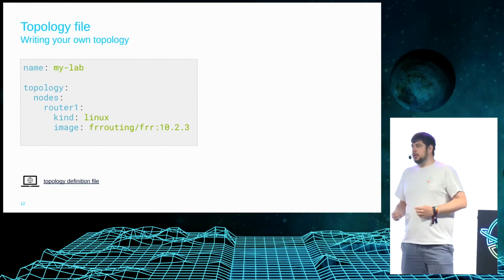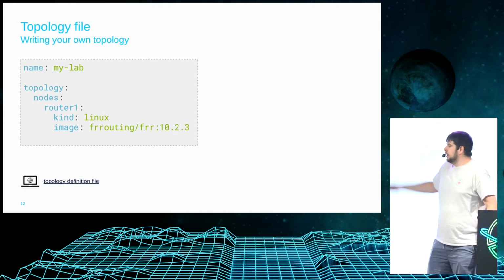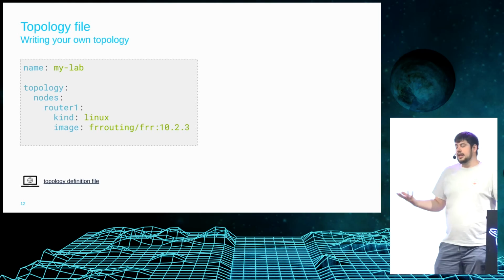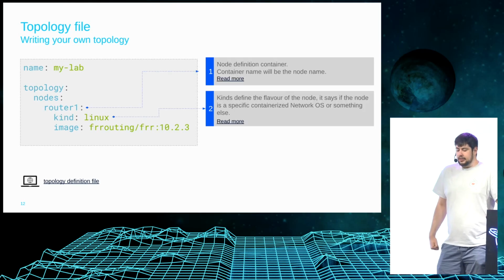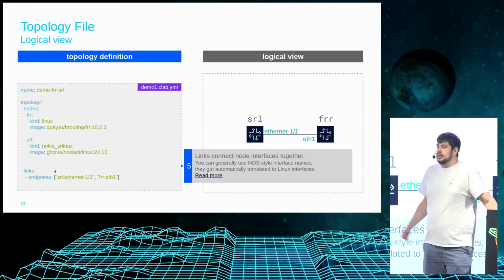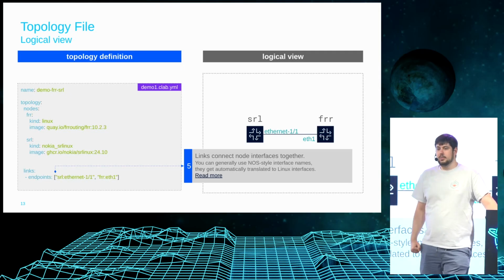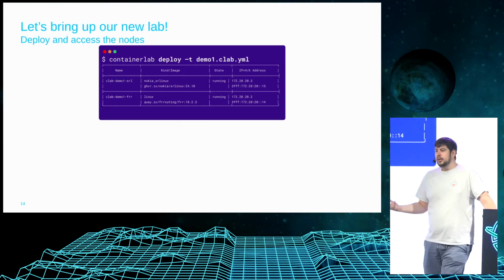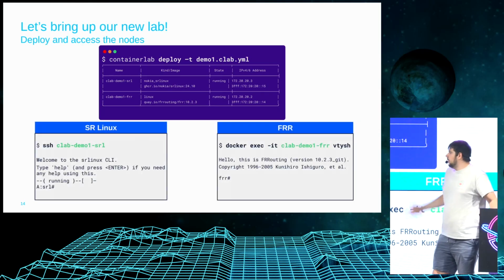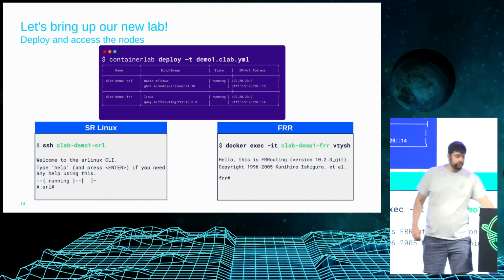And to write your own topology, all you need to do really is to define a node at least. A node has a name, a kind, and an image that Container Lab uses to spin up the node. And you can connect these in an arbitrary topology using either the Linux interface name or the network OS's own interface naming. And to deploy it, we run Container Lab with a single command and have a working topology where we can SSH or we can use Docker exec to get into the container.